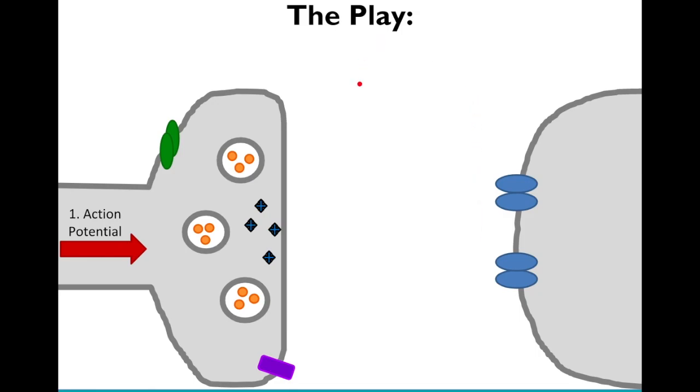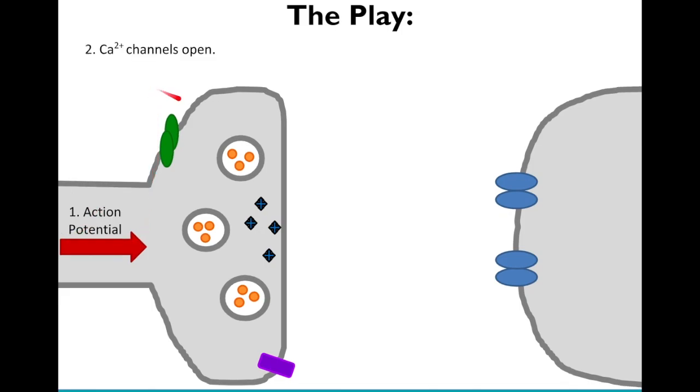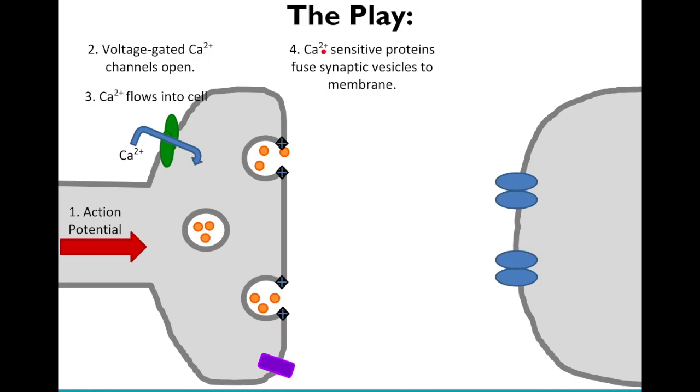Here's how it happens. First, an action potential, or an electrical signal, comes down the neuron. Then, these calcium channels open. And what do you think will happen when calcium channels open? That's right, calcium will get into the cell. And when calcium gets into the cell, the calcium-sensitive proteins will bring these vesicles, these little bags of neurotransmitters, to the membrane. And neurotransmitters will be released into the synapse, or the synaptic cleft.